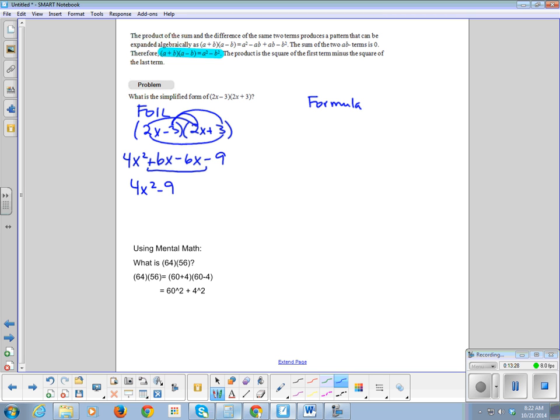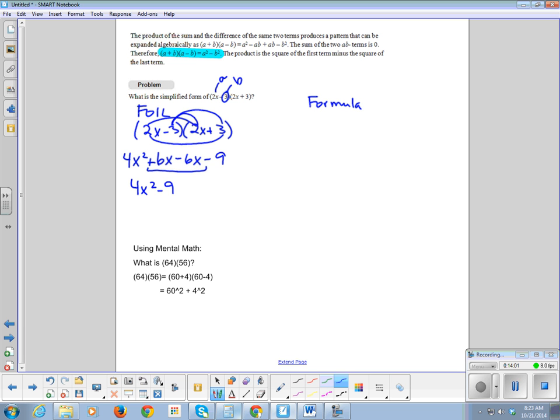So let's use the formula and see if we get the same thing. So we need to identify A. A is equal to 2x. We need to identify B. B is equal to 3. Make sure you have a plus and a minus, because the name of this is sum and difference. So we need a sum and we need a difference.